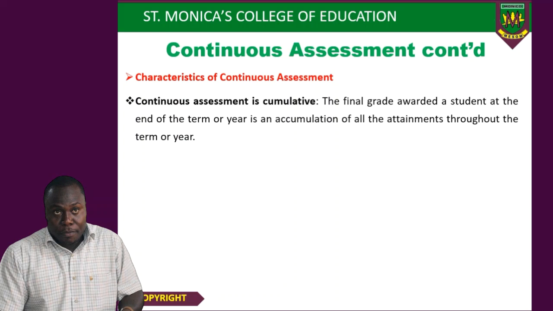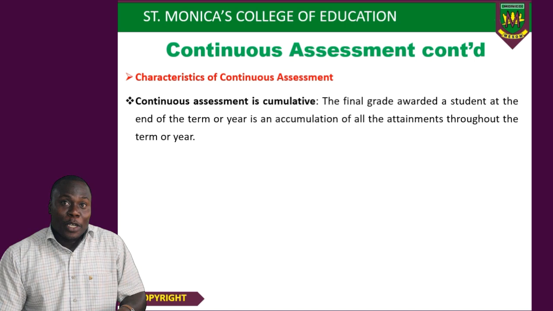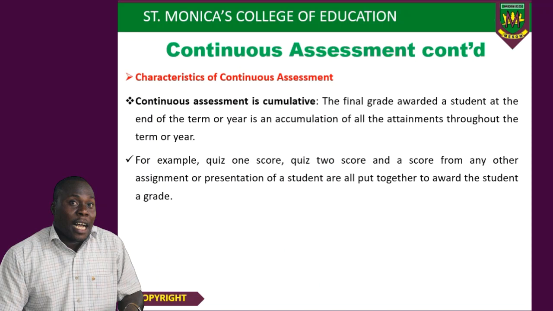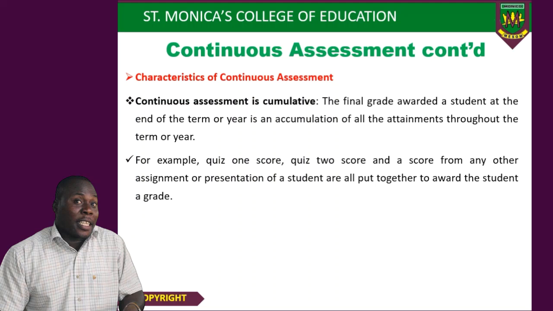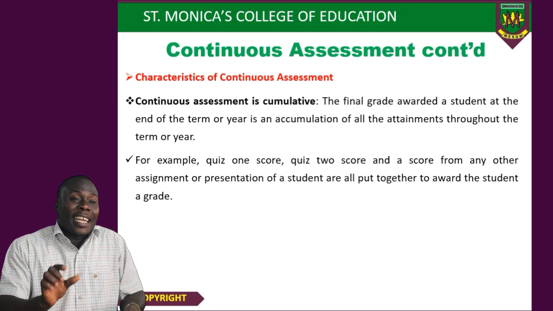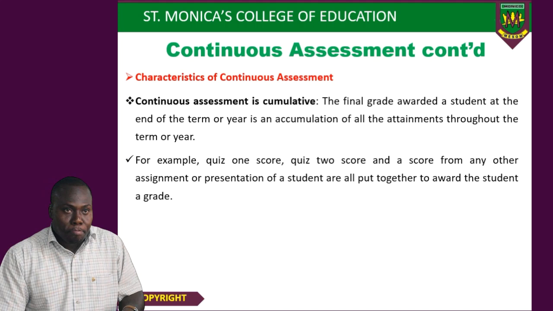So for example, quiz one scores can be put down, quiz two score can be put down, and a score from any other assignment or presentation that the child is able to partake in is put down. After everything, the final examination or the end of the term examination is also put down. You sum everything up that you bring forward to grade the child to get a one or maybe the two that we have been using to grade our students.